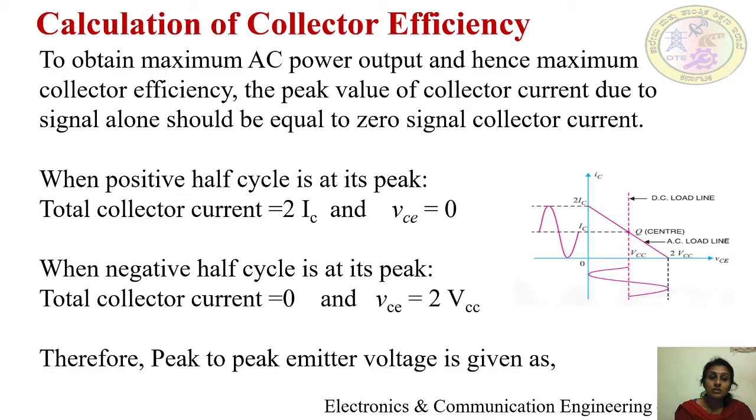So therefore, peak to peak emitter voltage, that is VCE peak to peak, from here to here, is given as 2 VCC. Why is there 2 VCC? Because at the Q point, VCEQ is equal to the supply voltage, because the transistor has no voltage drop for the idle case.